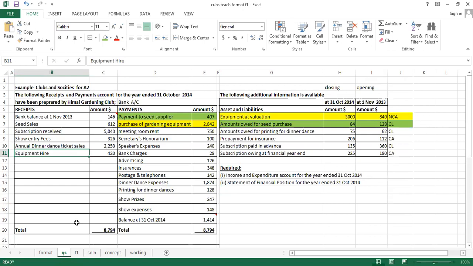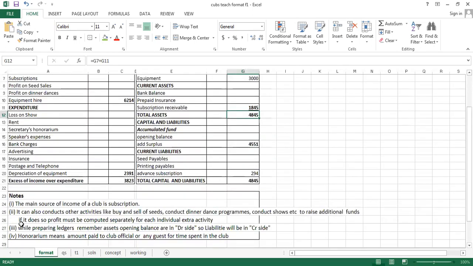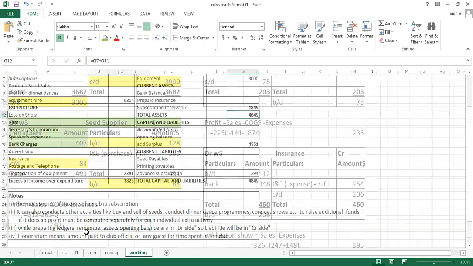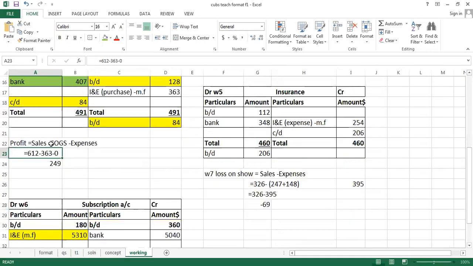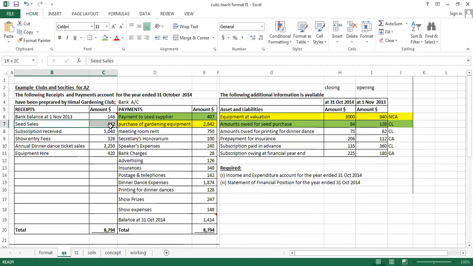When there's a different activity, you need to calculate separately the profit or loss made by the business. That was taught in the format here. The club can also conduct other activities like buying and selling of seeds, and if it does so, profit must be computed separately. Since this is a different activity, we need to compute profit, and the formula of profit is sales minus cost of goods sold minus expenses. Simple, like a business format. Sales, look up your question. The seed sales is 612.